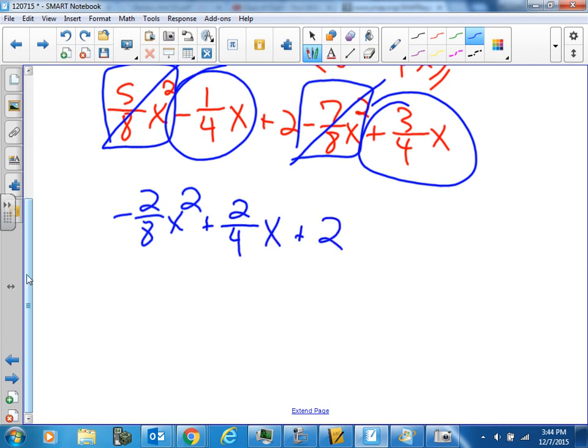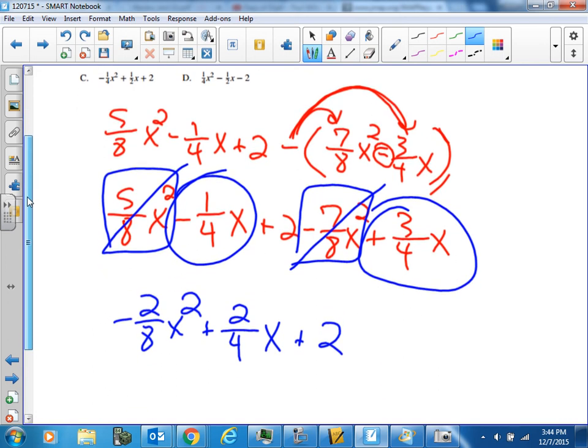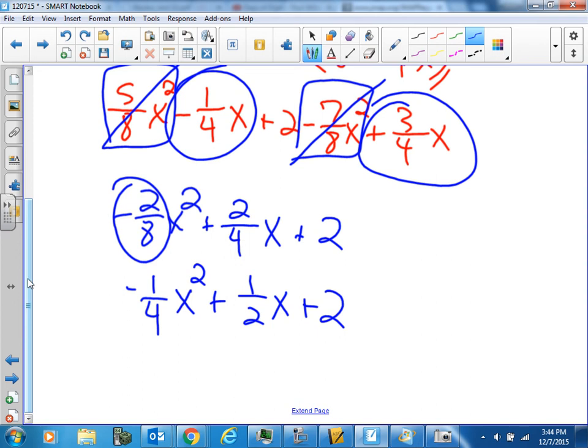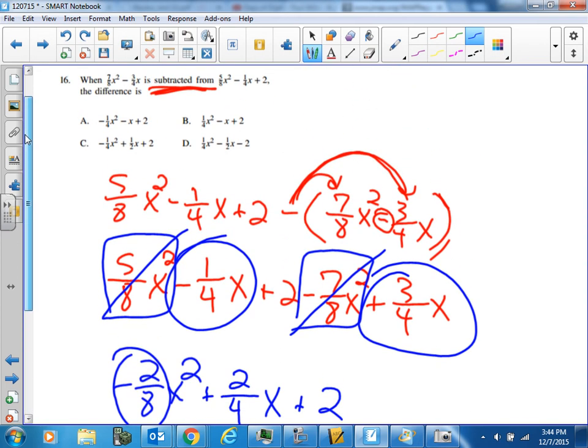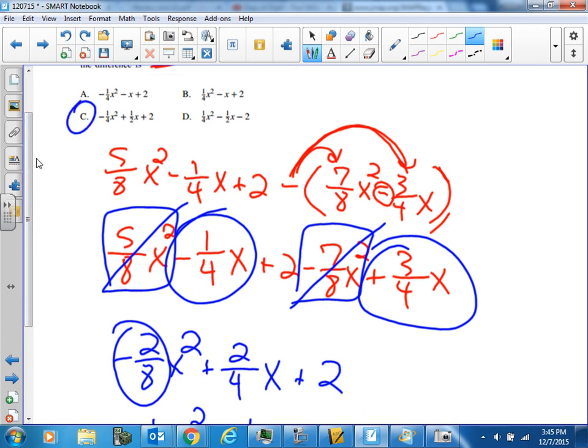Now, if I look at my answers, I don't think I see that answer. However, you do see the fact that we can simplify. So that's going to be negative 1/4, remember, because 2 goes into 2 once, 2 goes into 8 4 times. So we'd have negative 1/4 x squared plus 1/2 x plus 2. So let's see if that answer is there. And it is. We have C.